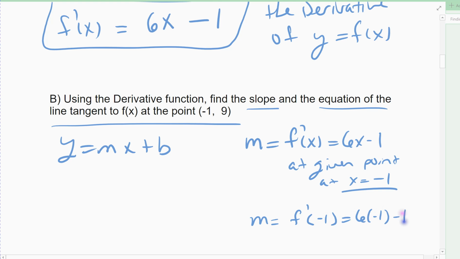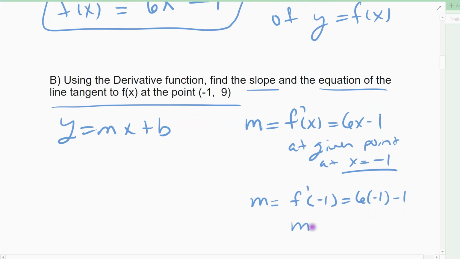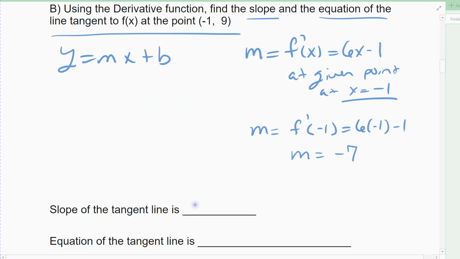So 6 times negative 1 minus 1. And so the slope I'm interested in is negative 7, which means my original function, my quadratic, is decreasing at a speed of 7 units of y per unit of x. That's decreasing because it's negative. All right, so there's the first piece. The slope of the tangent line is -7. All right, so I've got my slope.